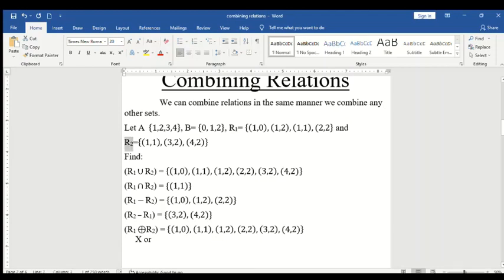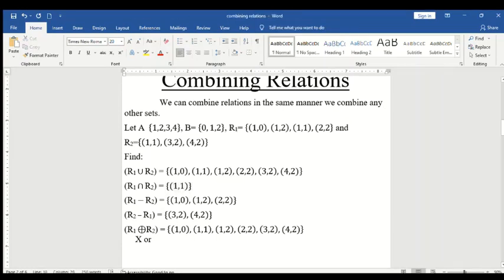Another operation is the intersection of R1 and R2. Getting the intersection, we simply take their common elements. The common set there is (1, 1) for the two. No other set is common to them. So the intersection of R1 and R2 is (1, 1).